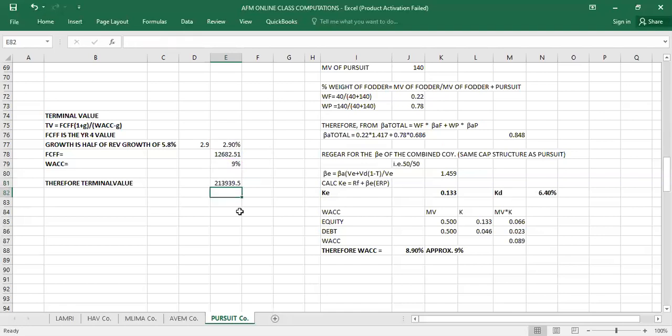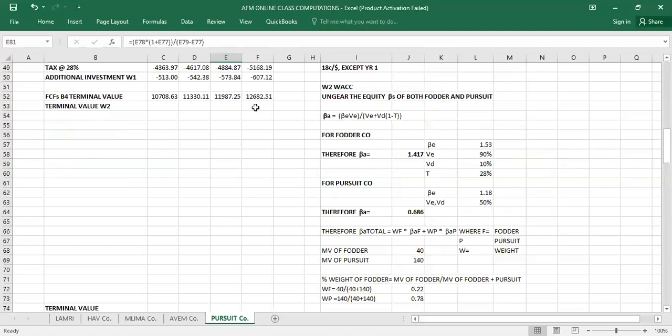So that should be absolutely fine. So 21, is that what you got? Yeah, 213.9, yes. Yeah, 0.5. Okay, so that's fine. So that figure now, I can pick that figure and put it as the terminal value here. So terminal value, why did I say working 2? Okay, that's working 3 now.